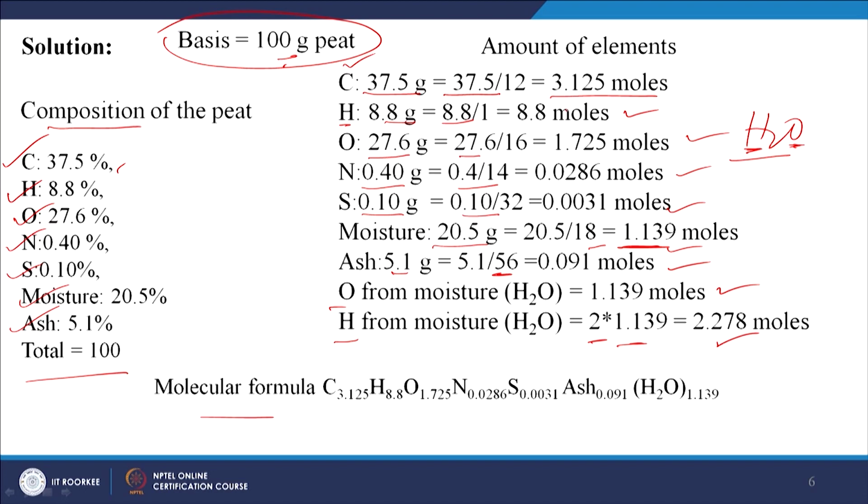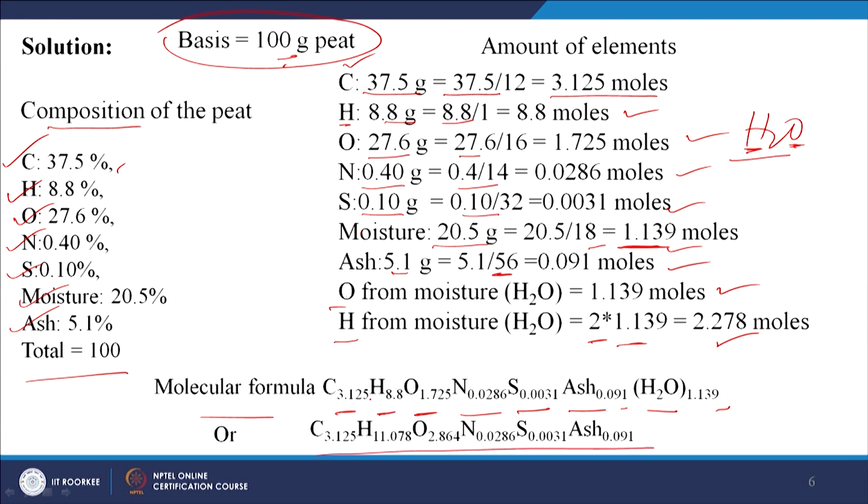Now, these are the number of moles present in this amount of peat. So, we can represent the molecular formula as C 3.125, H 8.8, O 1.725, N 0.0286, sulfur 0.0031, ash equal to 0.091 and H2O 1.139 as we are getting here. Or if we replace this moisture in terms of oxygen and hydrogen, then we can get this formula, where these are the same, only hydrogen and oxygen coefficients are changed.